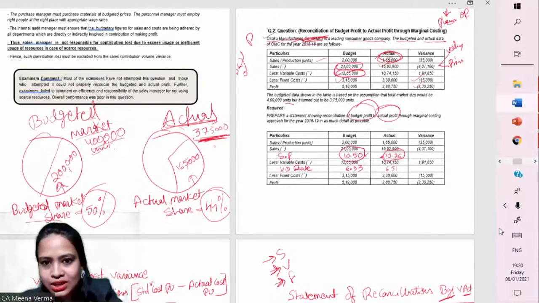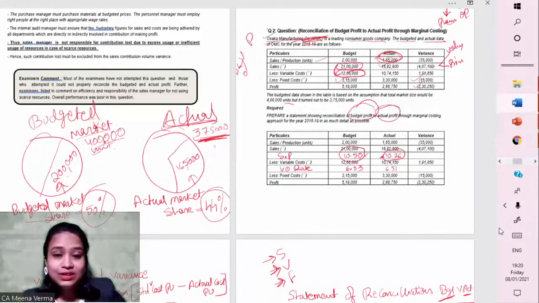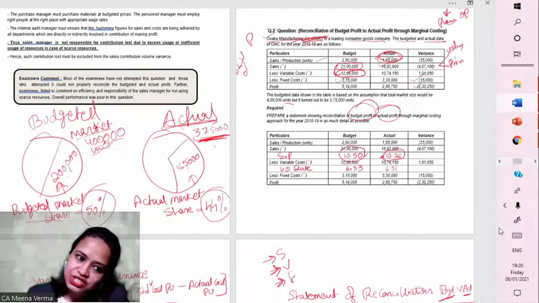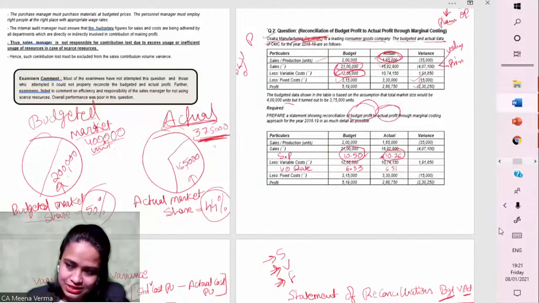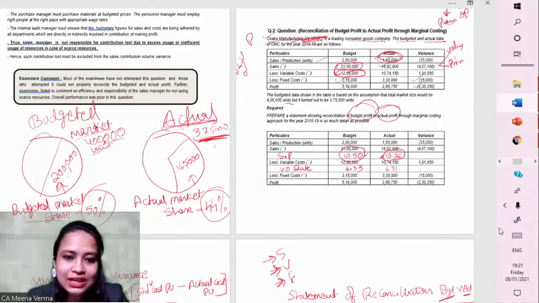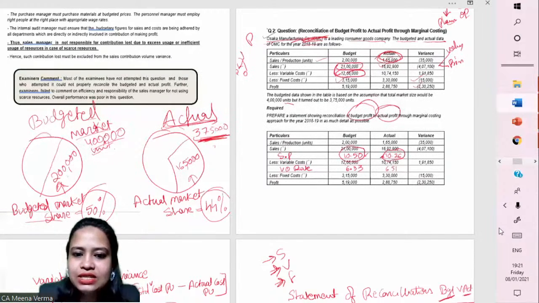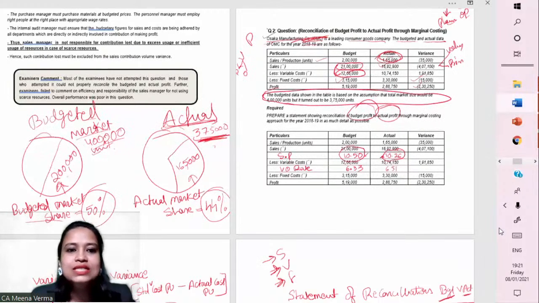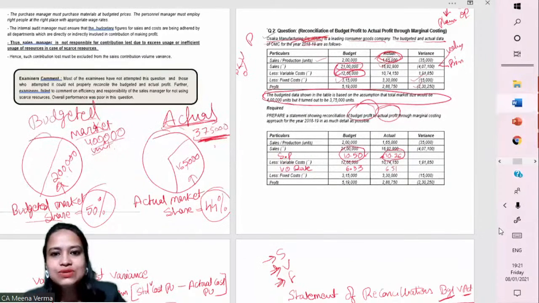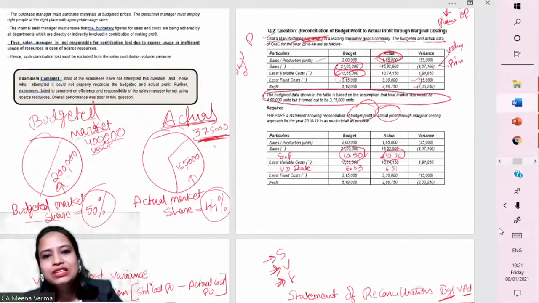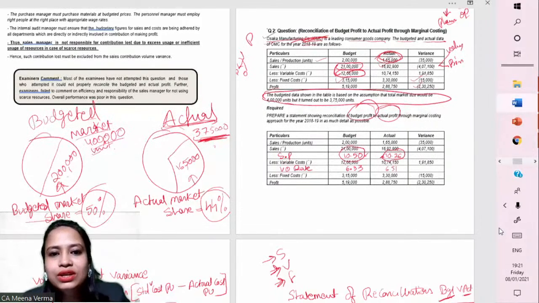Now see what information you have. On the basis of the information, you will find various variances. If I have much information, I'll find more variances. If I have less information, I will find fewer variances. Since in this question, the last two lines help me find the planning and operation variance of sale, we are finding the sales volume planning variance and sales volume operation variance.